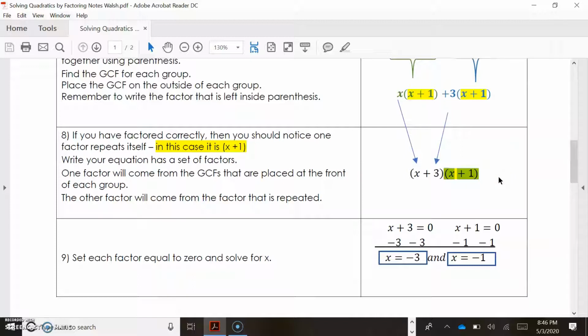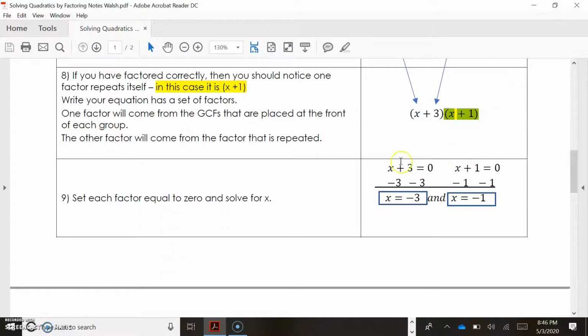Okay, so we factored, but remember, we're learning to solve by factoring. So we're going to set each factor equal to 0, and we're going to solve each one for x. Since it's a positive 3, we subtract it. We get x equals -3. We have a positive 1, so we subtract it. We get x equals -1.